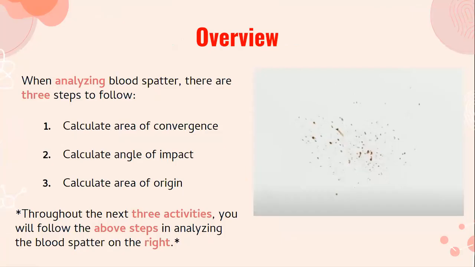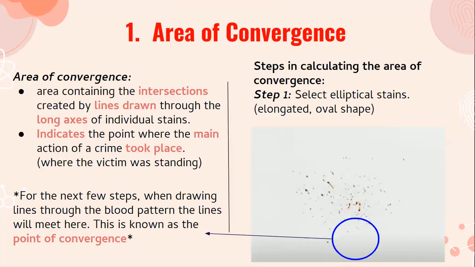Analyzing blood splatter is another mathematical application because you're calculating angles, and that's what you're going to explore on Monday, and Ms. Villazola is going to walk you through it. The area of convergence, the angle of impact, and the area of origin. So throughout the next 3 activities, you will follow the above steps in analyzing the blood splatter on the right.